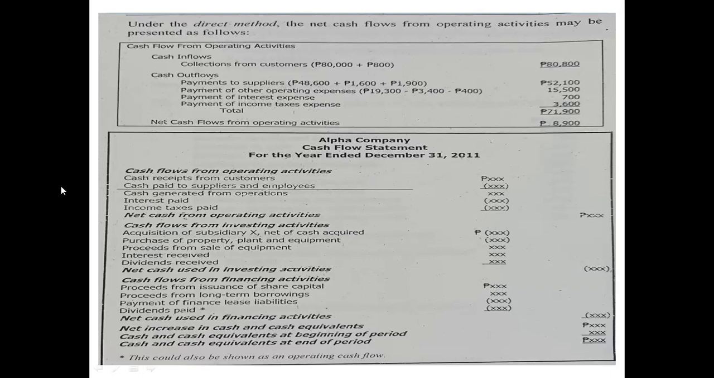So this is how you make the cash flow statement. As I have said, there are 3 classifications: cash flows from operating, investing, and financing activities. And then you get the sum of that. It's either an increase or a decrease in cash or cash equivalents, and then you add the cash balance in the beginning, so you get the cash end.